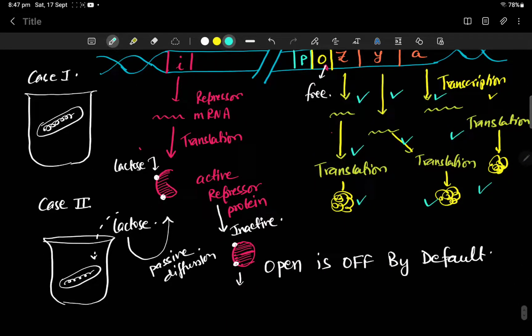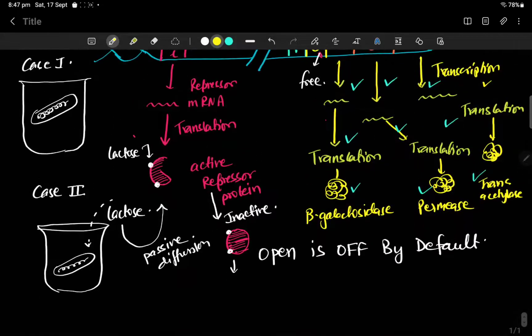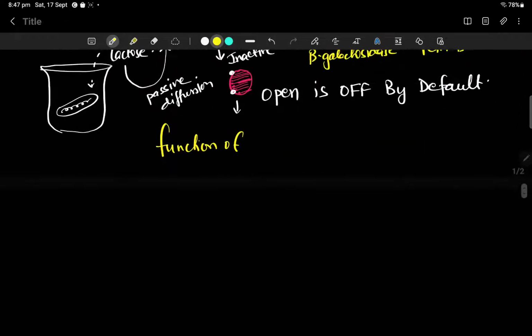Again, I'm writing the name of these proteins. What is it? Beta galactosidase. Then this is permease, and this is transacetylase. Now they can ask you a question: what is the function of these proteins?